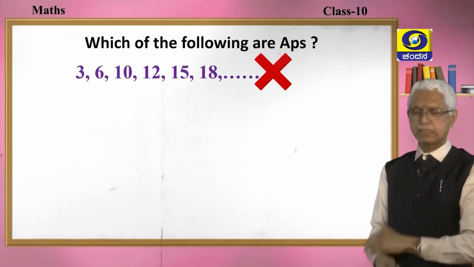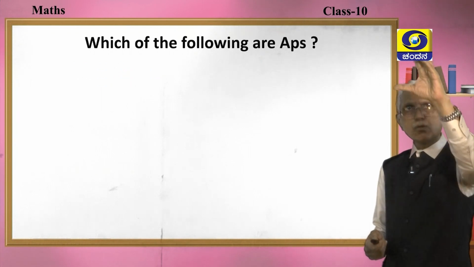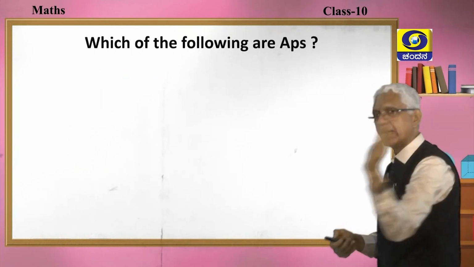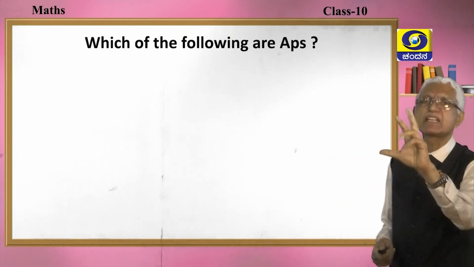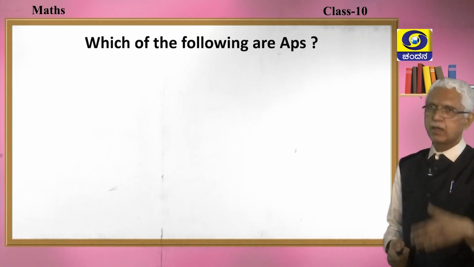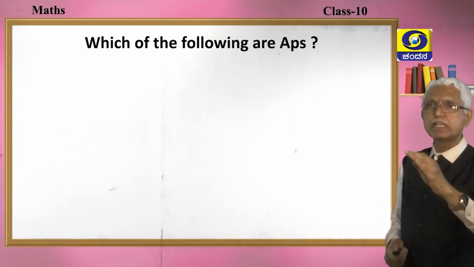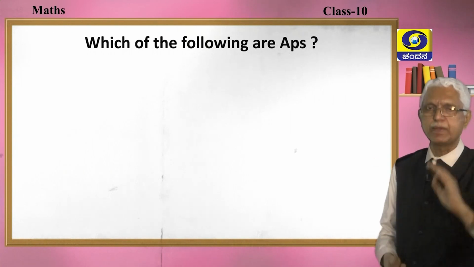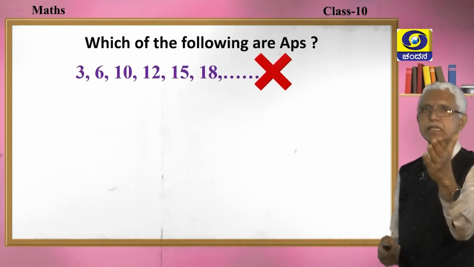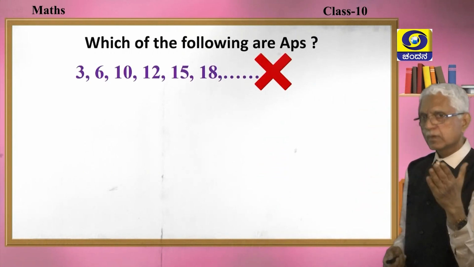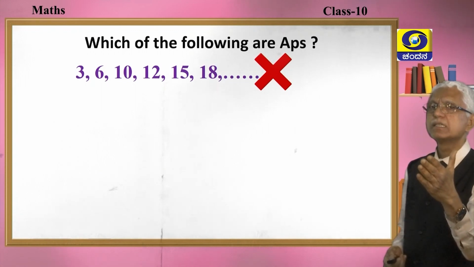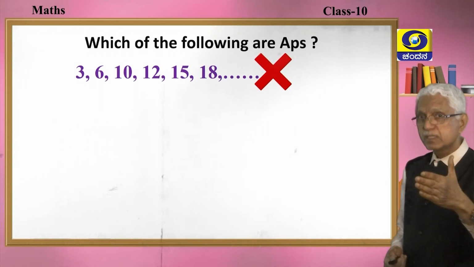It's a small exercise, my dear children. Here, I will go on writing a set of numbers. You will have to tell me whether it is an AP or not. By now, you are sure how to decide whether the given set of terms is an AP or not, right? Wonderful. 3, 6, 10, 12, 15. Correct? I am sure by now we have realized. Is it an AP? Just check.